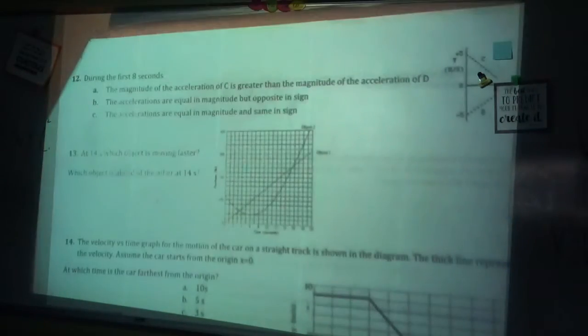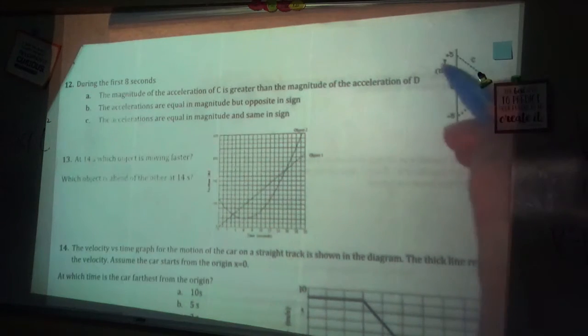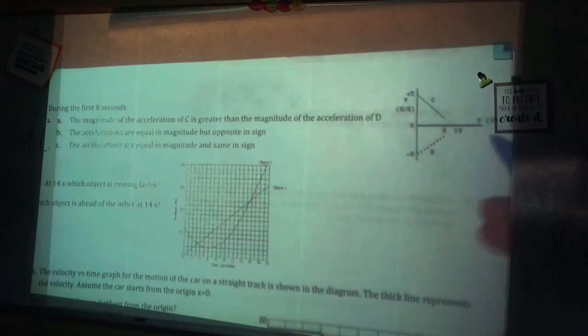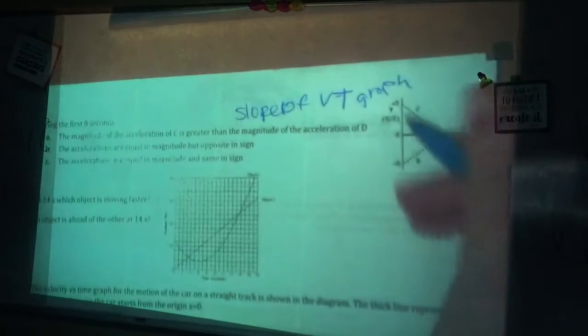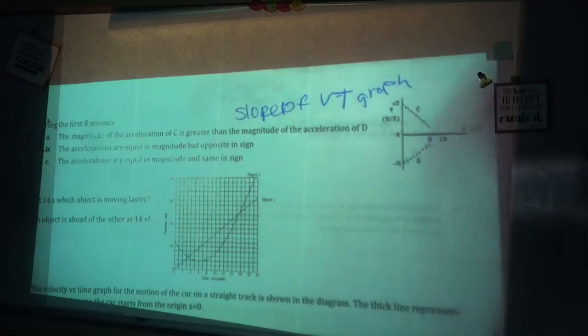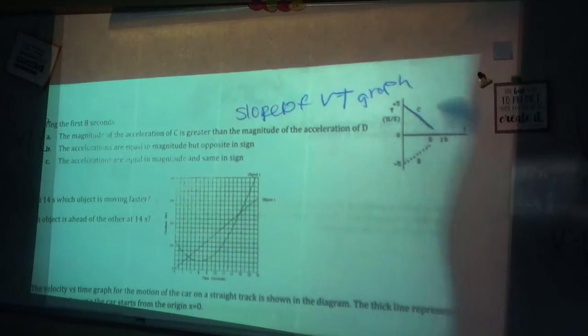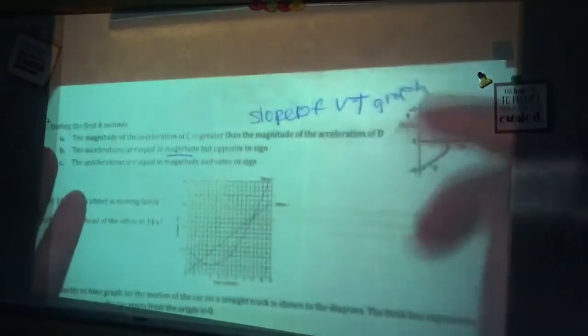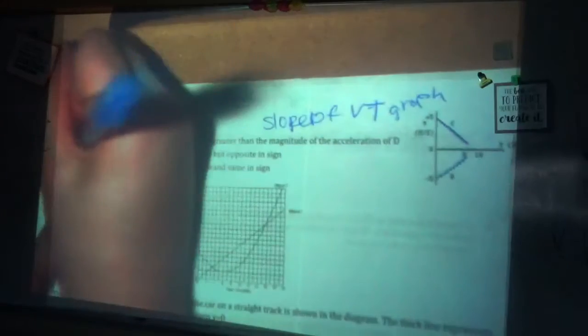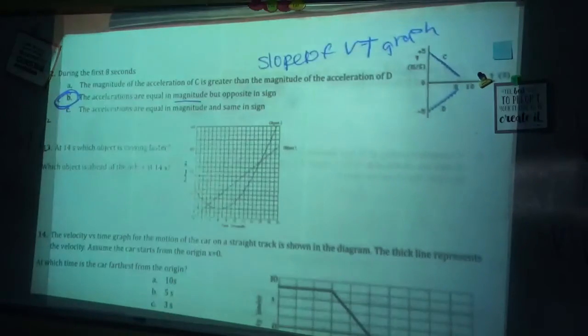Number 12, so during the first 8 seconds, first of all, we have a velocity versus time graph, and we were talking about accelerations. That's just the slope of a VT graph. So if you look, these two have the same slope. It's just that this one has a negative slope and this one has a positive slope. So they're equal in magnitude, meaning it's the same, just opposite in sign. One's positive, one's negative. At 14 seconds, which object is moving faster?